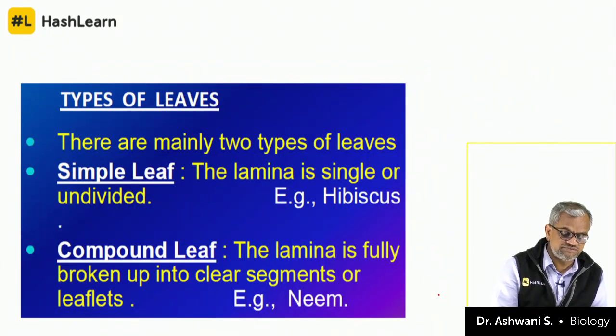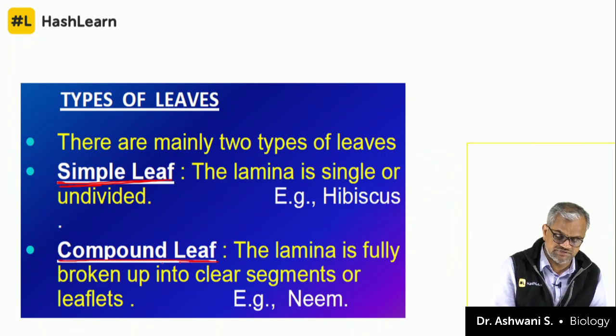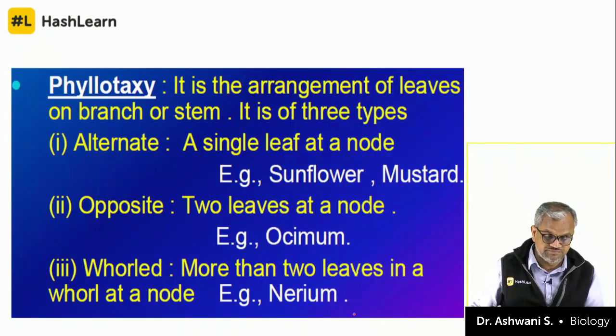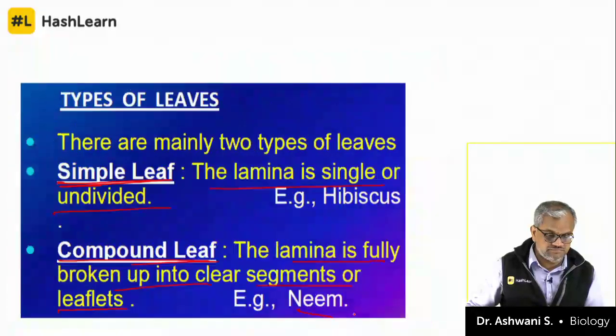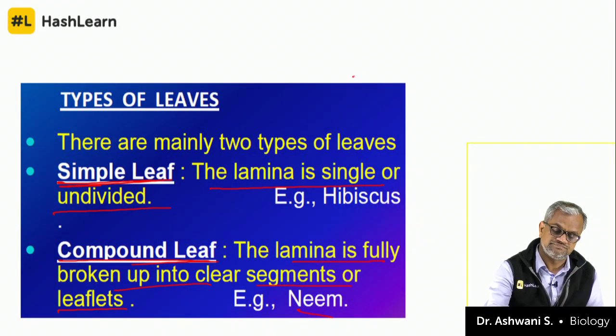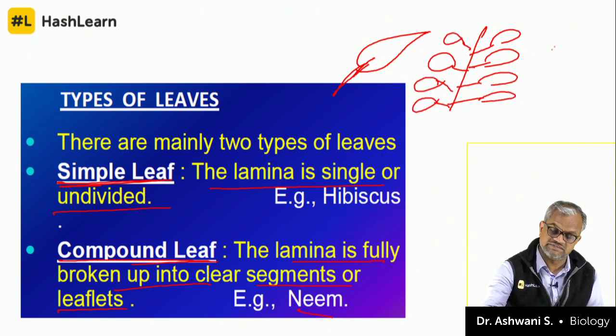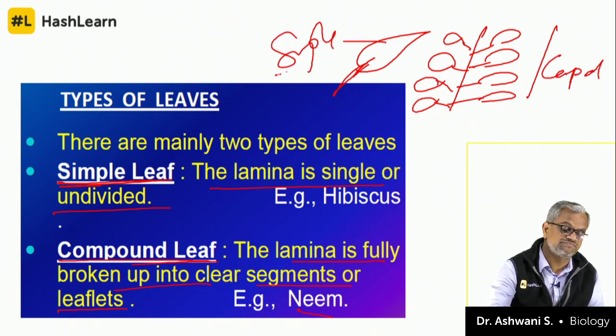There are two types of leaves, simple leaves and compound leaves. In a simple leaf the lamina is single or undivided, whereas in a compound leaf the lamina is fully broken into clear segments called leaflets, like in the case of neem. If you see hibiscus, this is a simple leaf, but if I do this, this is called a compound leaf.